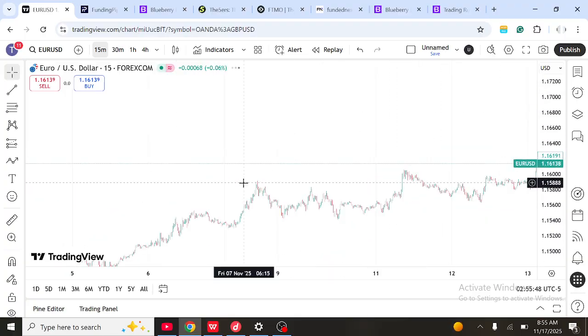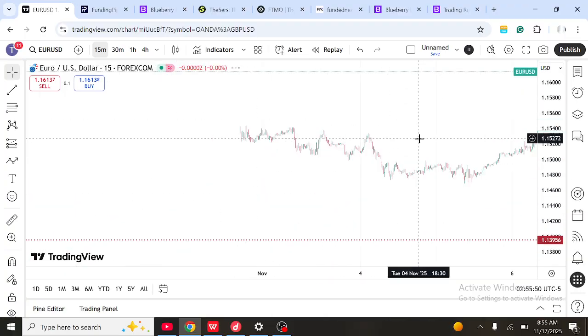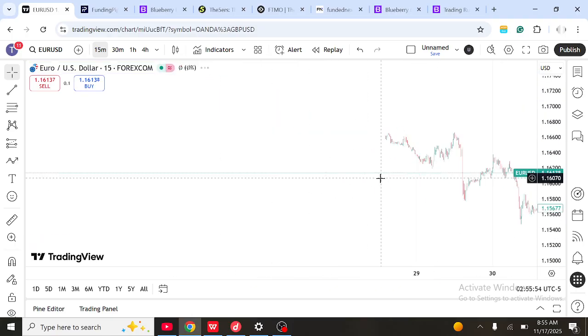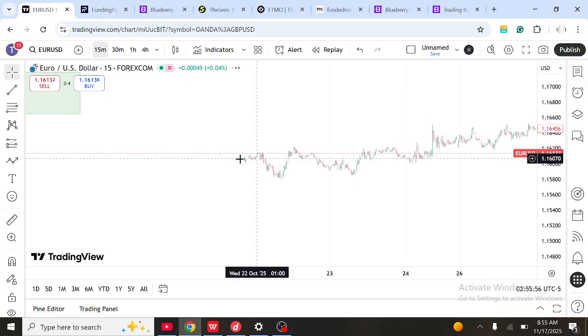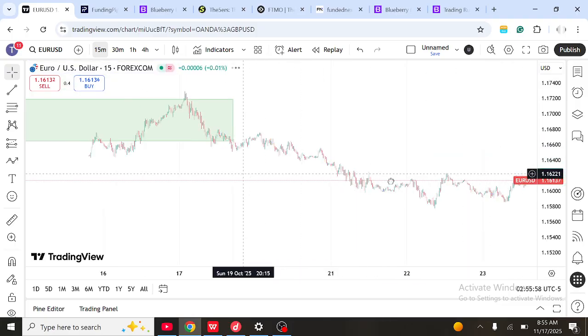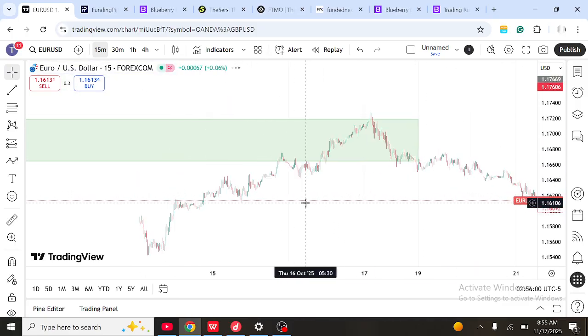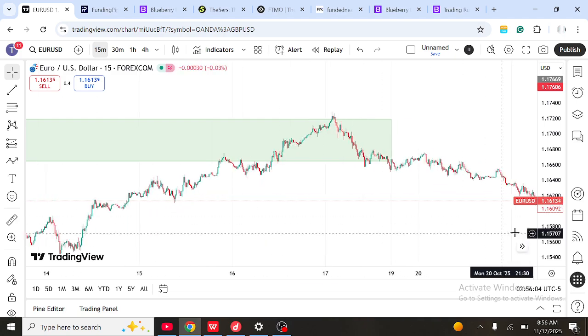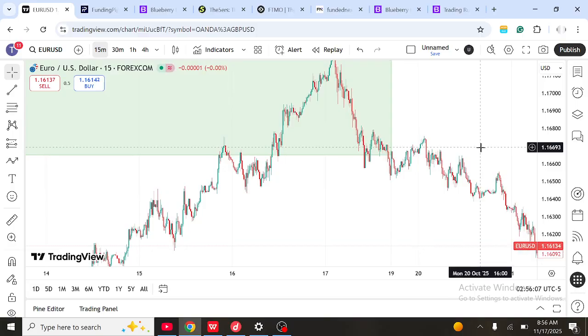The places where I look for entry, number one is break of structure. I have shown you one example. And number two is change of character, and that is what I am showing you here. And I've explained my own model of change of character to you. All right, so now I am on 15-minute time frame.